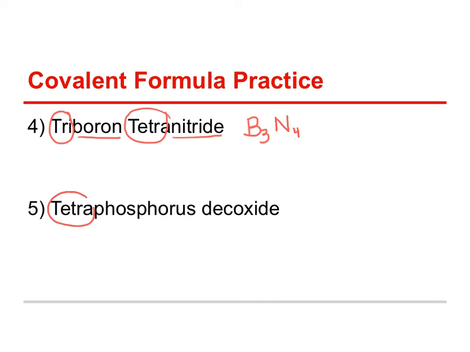Tetraphosphorus tells me there are 4 phosphorus. And then decoxide tells me that there are 10 oxygen. Something about this one, you guys, is the decoxide. Usually when there are 2 vowels in the middle like this, you're going to cancel one of those vowels out. In this case, we have to keep the O because of oxygen, so the A gets cut and it becomes decoxide.